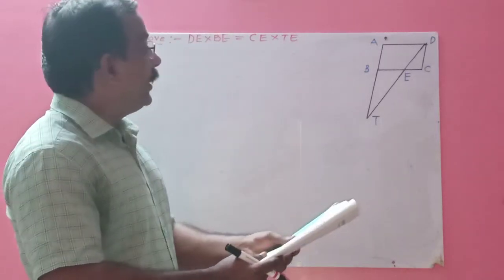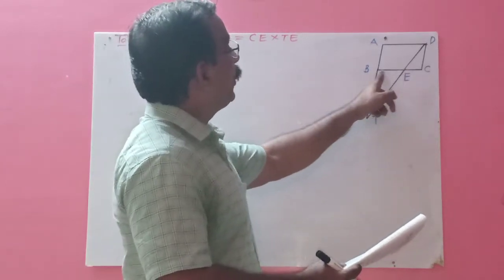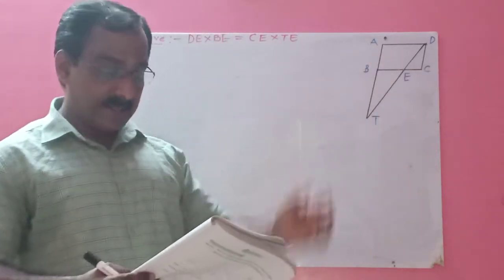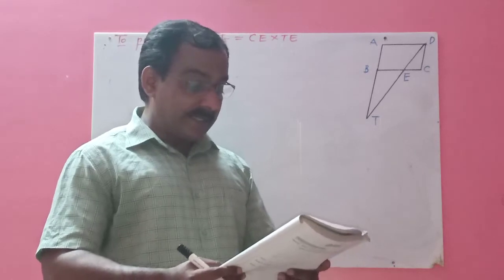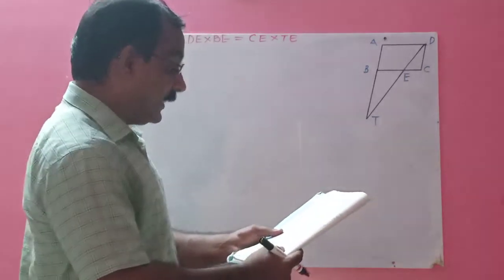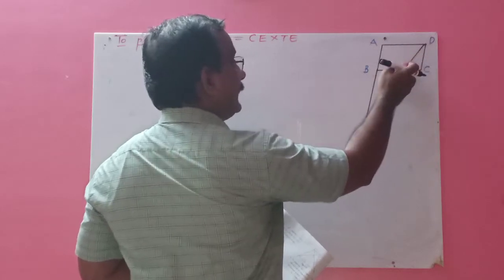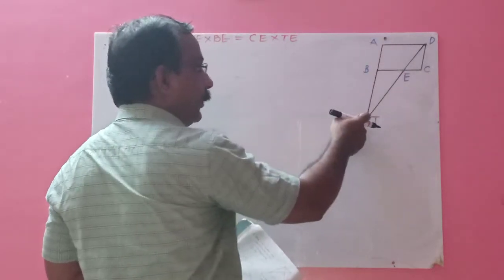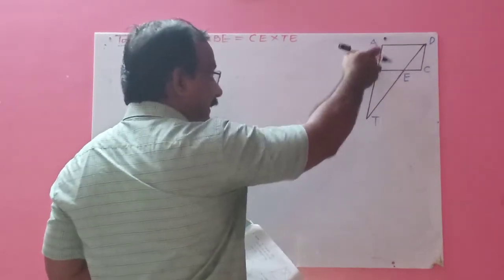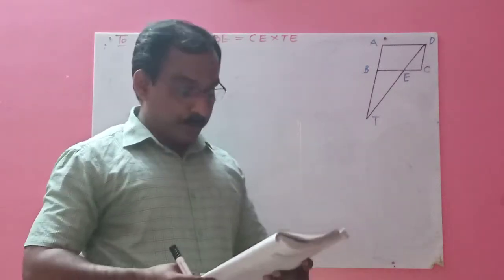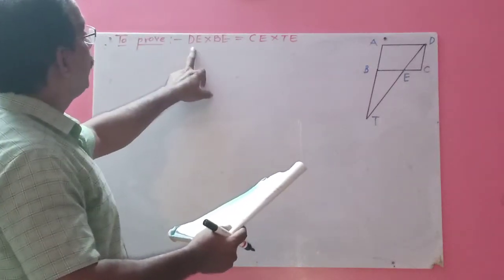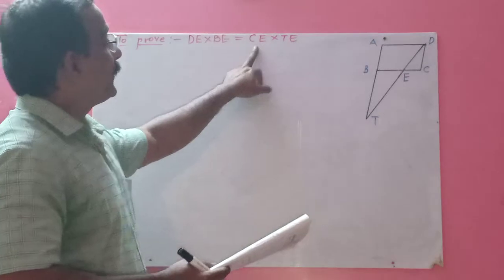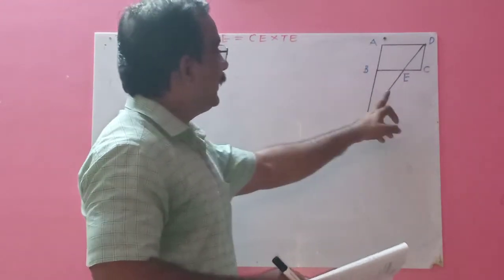Also, point E is on side BC. You can see here E is lying on BC, meaning B, E, C lie in the same line. Line DE intersects ray AB in point T. See here, if you extend this line DE, this line intersects AB in point T. Then we have to prove DE into BE is equal to CE into TE. This one, right?